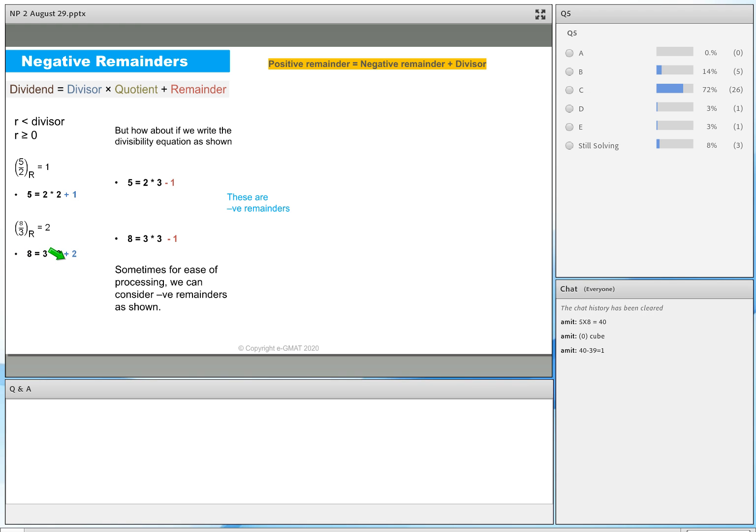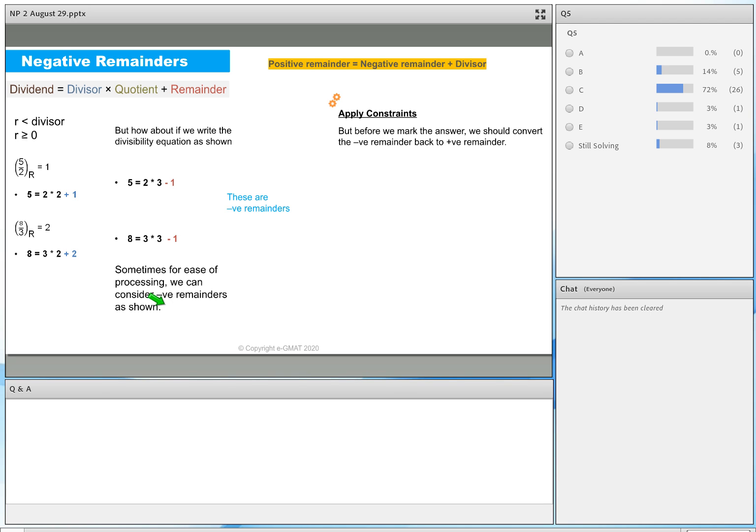So usually when we talk about the remainder, it's 2. 3 times 2 plus 2. Negative remainder is where instead of taking the second multiple of 3, you take the third multiple of 3, the next one. So it will be 3 times 3 minus 1. So this minus 1 again is the negative remainder.